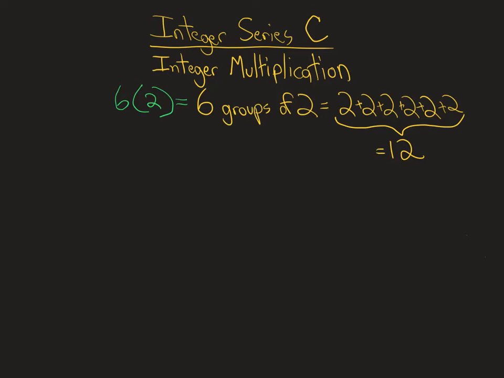Now it doesn't matter which way you do that. You could also go the other direction. You could also say 2 groups of 6. And we could just write that. And then we see 2 groups of 6 also equals 12. Okay, and you might be wondering, why, Mr. A, are we learning second grade math? I'll show you in a sec.